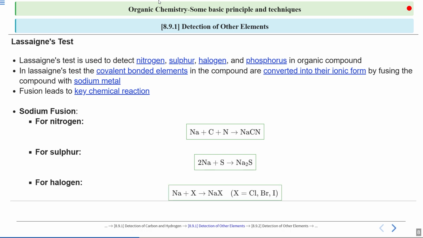Now, if a halogen is present in the organic compound, the reaction will involve sodium and the halogen forming sodium halide. The halogen can be chlorine, bromine, or iodine. This reaction is useful because sodium halides are easily identifiable, confirming the presence of halogens.